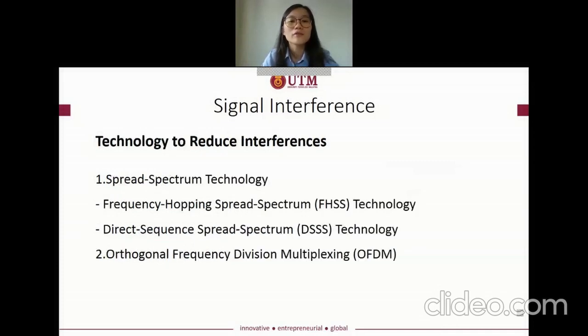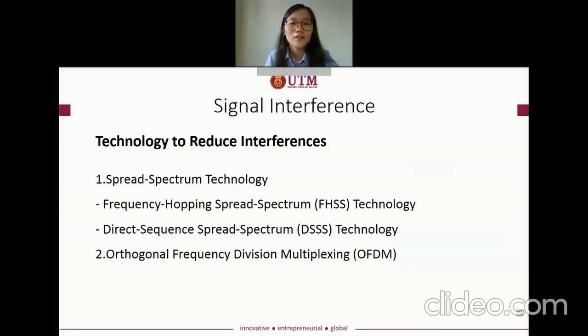Basically, there are two technologies to reduce interference. First, spread spectrum technology. This technology requires the data signal either changing the data pattern constantly or alternating between two carrier frequencies. Therefore, the data is clearer and easier to detect. This technology is divided into frequency hopping spread spectrum technology and direct sequence spread spectrum technology.